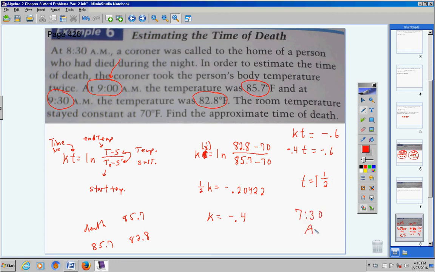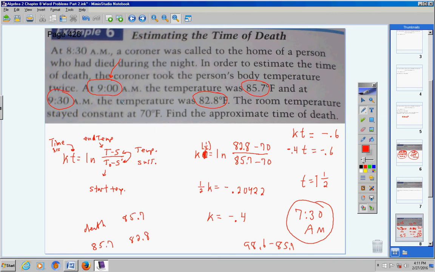That's pretty interesting how they figure stuff like that. And notice, it's all math. So we found the time that it took for the body to go from 98.6 when it was alive to the first reading, which was 85.7. And the time that it took was 1.5 hours.